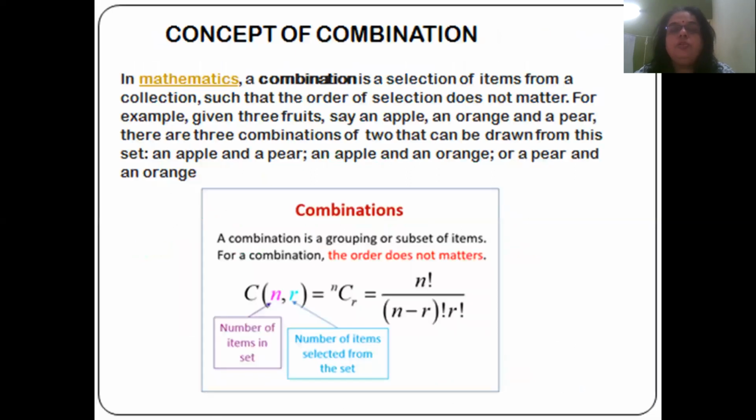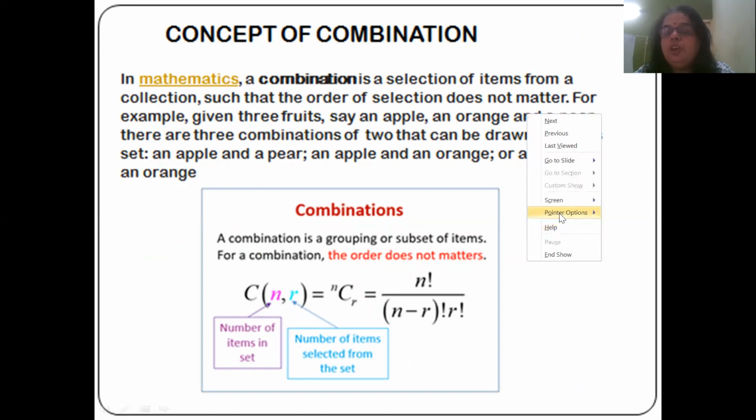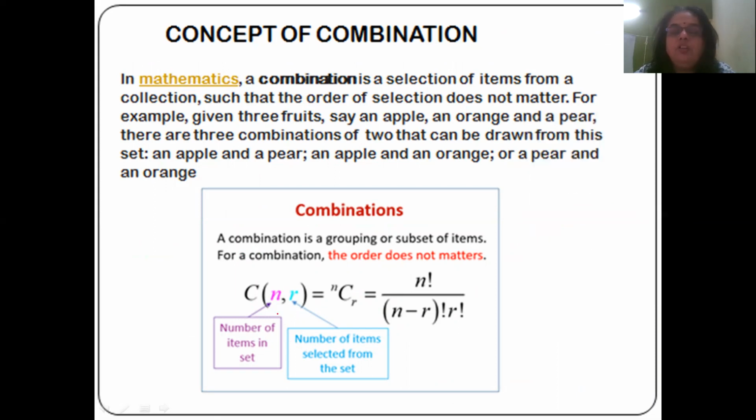Now, let us go to the concept of combination. You need to know the concept of combination to understand this. The concept of combination says whenever there are n items in a set and the number of items to be selected from the set is r, then nCr is equal to n factorial divided by (n minus r) factorial into r factorial.